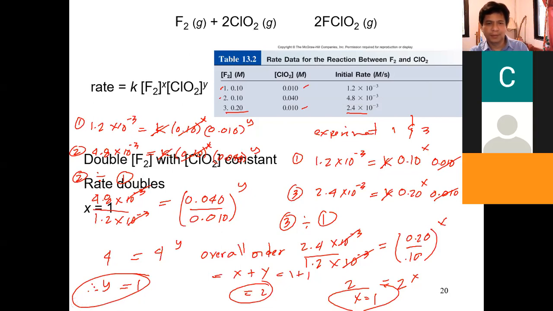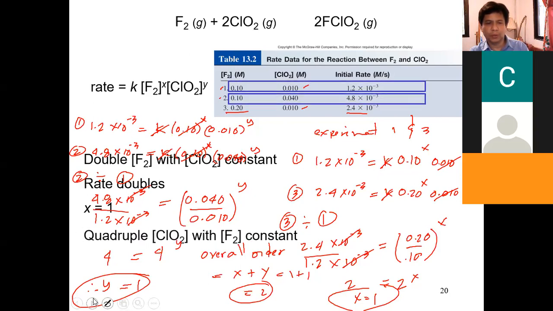Kailangan ba? Magulo. 1 and 2, quadruple ClO2. Just like this, 4 times, quadruple. Rate quadruples, so therefore y is equal to 1. Do you have any question? So the rate is k times F2 times ClO2, kasi 1, 1 lang naman yung order niya with respect to F2 at saka with respect to ClO2.